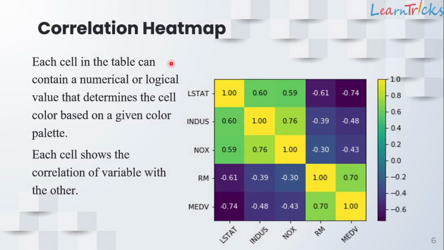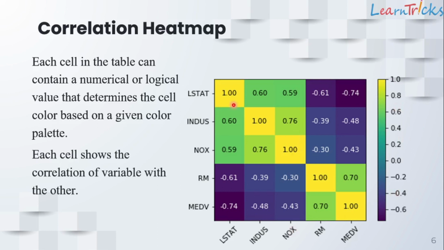Now this is the first type, that is the correlation heat map. Now this is the table, and the table is showing the correlation of each variable with every other variable, okay? So each cell in the table can contain a numerical or logical value that determines the cell color based on a given color palette. Now this is the color palette which shows the value of correlation, meaning the highest number is 1 and the least is minus 0.6, and depending upon the correlation the cell will have a color.